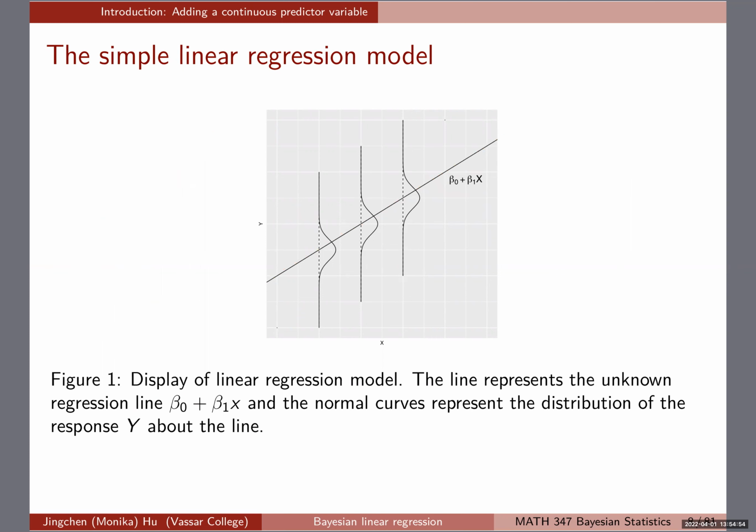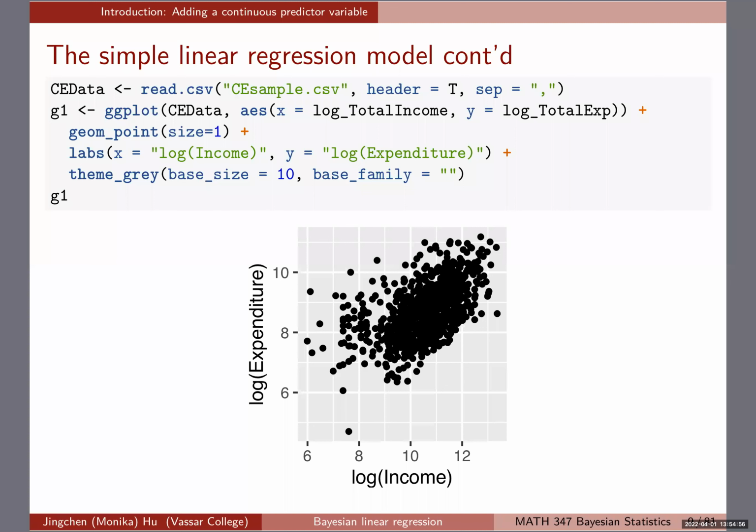So with that, let's also take a look at the CE data, the same sample that we had before, the CSV file posted on Moodle as well. Basically, I took log on both observations, just to make the skewness a little bit better. And in this case, we are trying to use the outcome variable, which is the log expenditure in the y-axis, and the log income as the predictor in the x-axis. And this is pretty much the scatter plot that we're trying to understand.